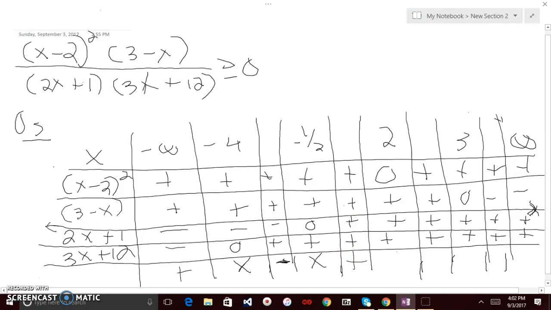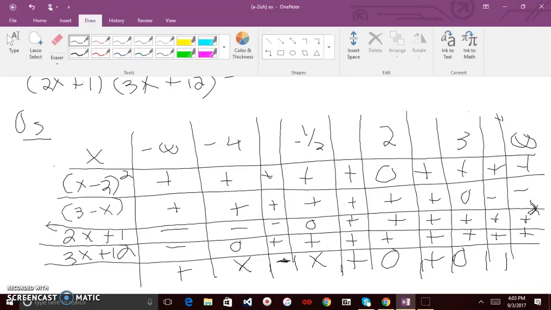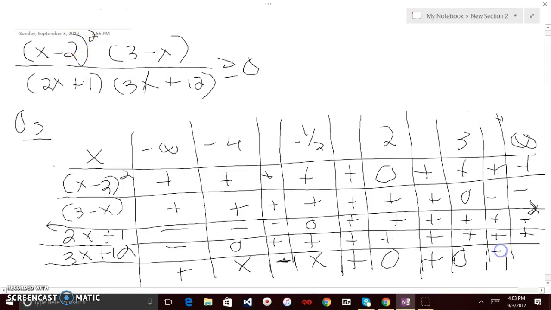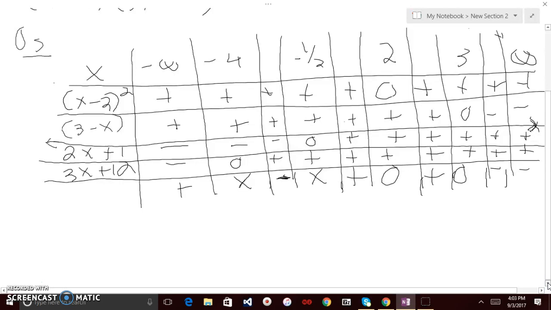Then that's a 0 because the 0 is in the numerator. That's also a plus. That's a 0 because the 0 is in the numerator. This is going to be a negative because it's a negative in the numerator and a positive in the denominator. And this is going to be another negative. Oh, my bad, my pen went away for a second again. Negative, negative. Alright, so now the inequality says greater than or equal to 0.